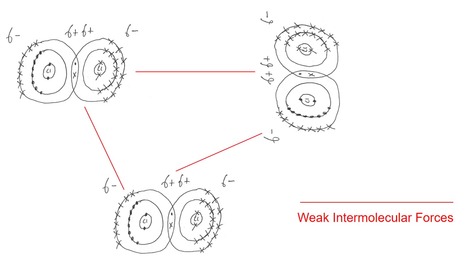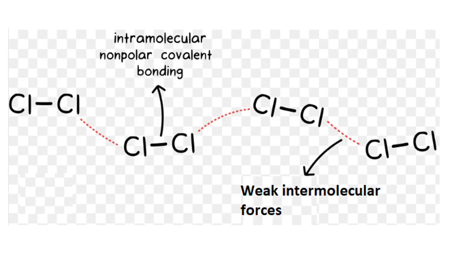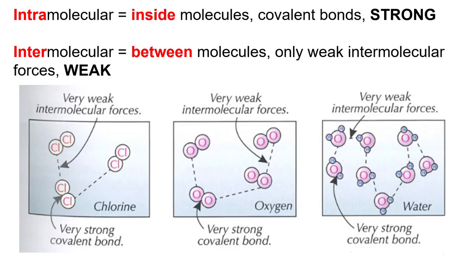They only exist for a split second, but in trillions of molecules, with this happening all the time, it does add up to large molecules like iodine and astatine being solid, even though they only have weak intermolecular forces. So there's covalent bonding inside, but weak intermolecular forces between the molecules. These do not require a lot of energy to overcome, and that's why they're generally gases.